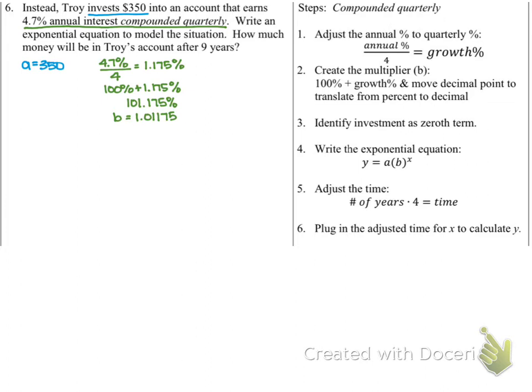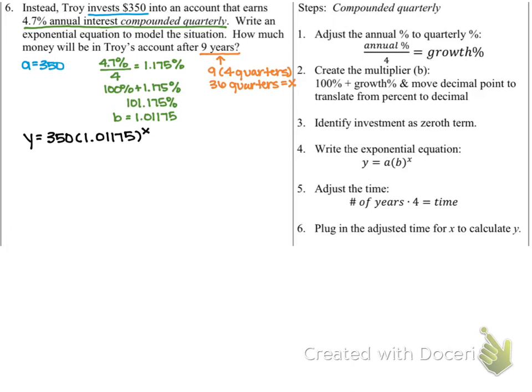So we get y equals the investment, which was 350, times our multiplier, 1.01175, to the x power. Now, you've got to be really careful here. Because we're still talking about 9 years, we have to turn this into quarters. So we're going to do 9 times, well, there are 4 quarters per year. So we multiply those, and that's going to give us 36 quarters. That is what gets plugged in for x.